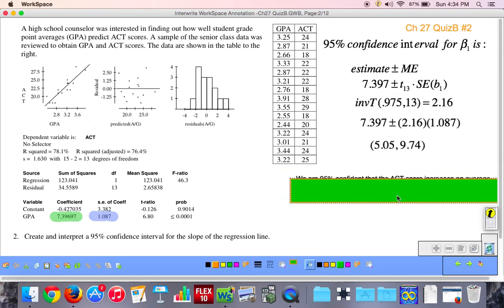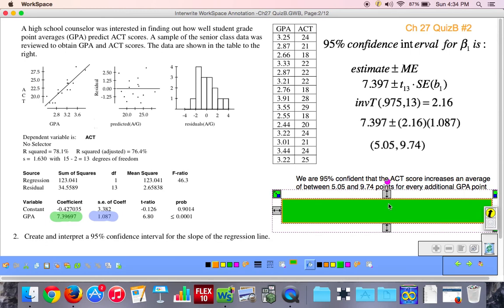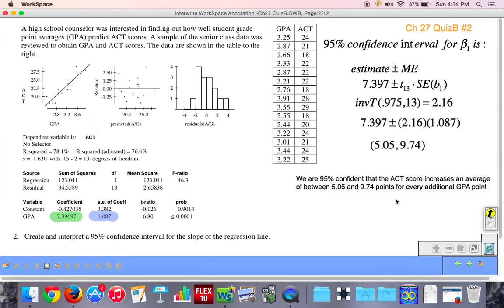Okay, so let's review that again. We are 95% confident that the ACT score increases an average of between 5.05 and 9.74 points for every additional GPA point.